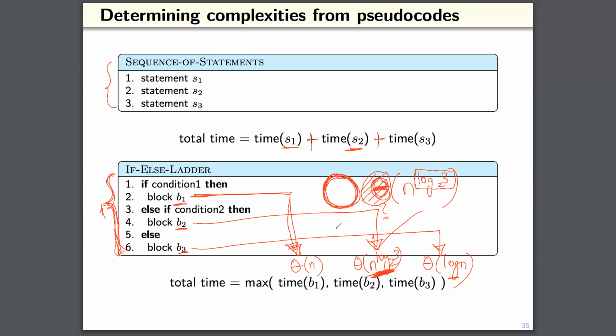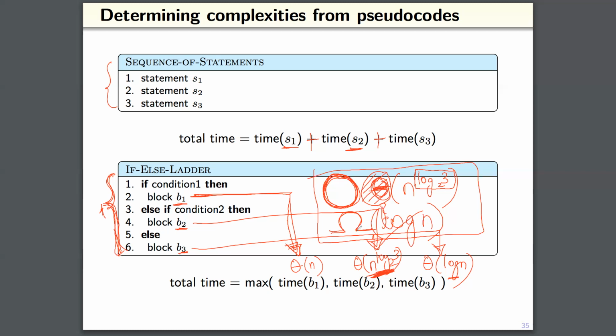And what else can you write? It is omega of log n, correct? That is the minimum time taken. The maximum time taken by this if-else ladder is O of this.